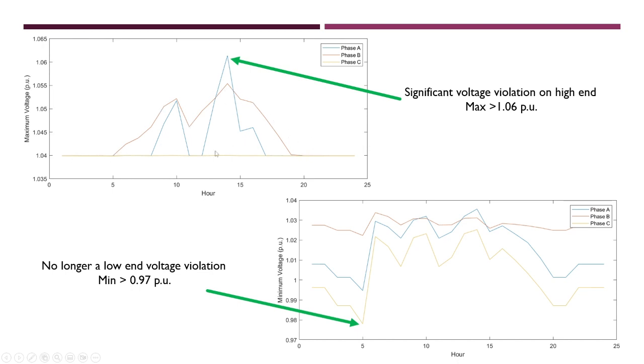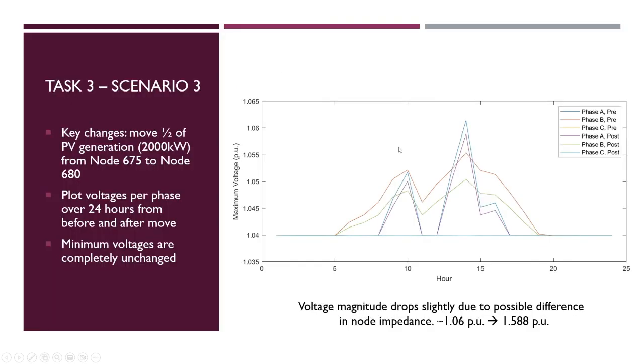Phase C does not. So scenario 3 is to move half of the PV generation, which is 2,000 kilowatts, from node 675 to node 680, which is on the other side of the feeder, and then replot those voltages per phase over 24 hours. And something to note is that the minimum voltages were completely unchanged, so I did not bother including them in this presentation. However, what you will notice is that the maximum voltages drop ever so slightly.